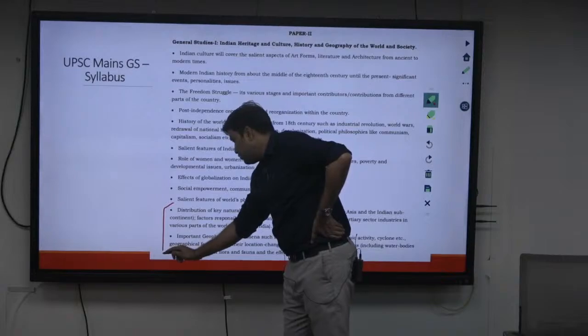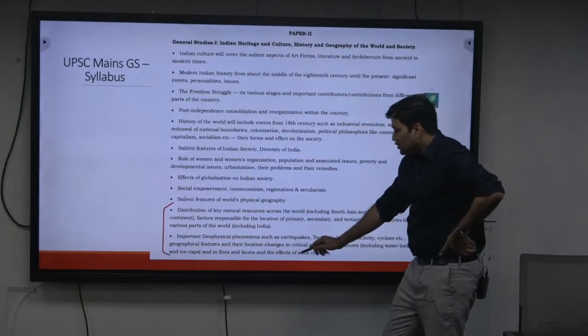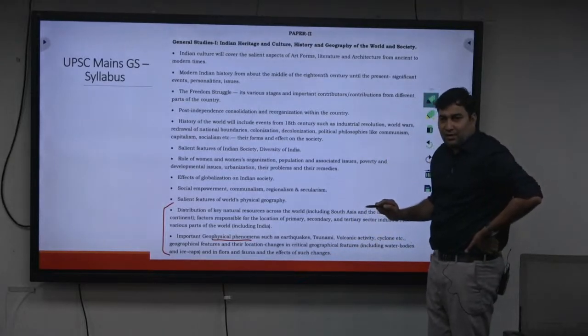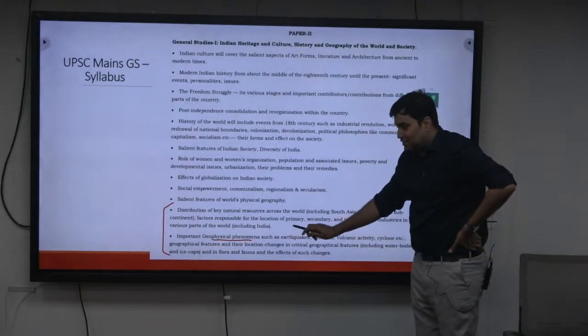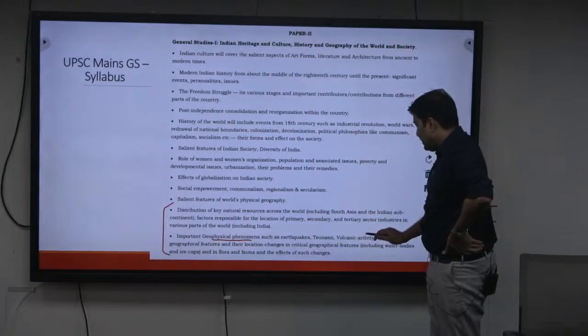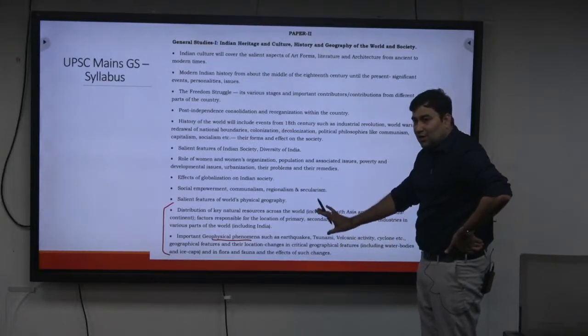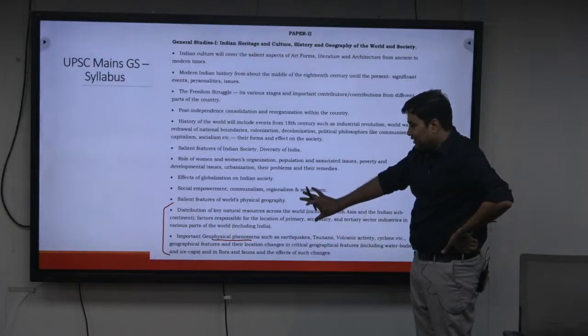Distribution of key natural resources, important geophysical phenomena. Are you able to read it? Is it visible? Important geophysical phenomena such as earthquake, tsunami, volcanic activity, cyclones, geographic features, etc. These are all completely related to geography. Distribution of key natural resources.